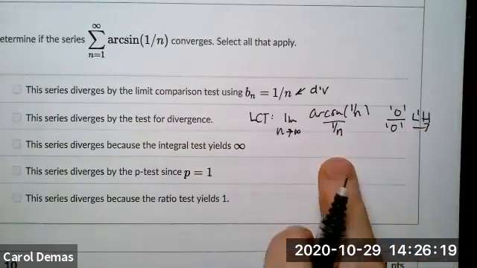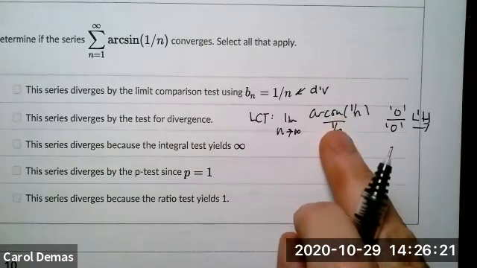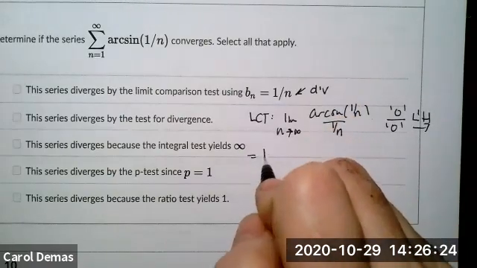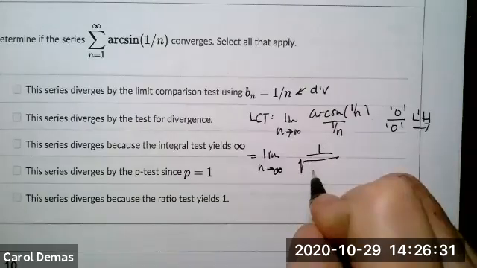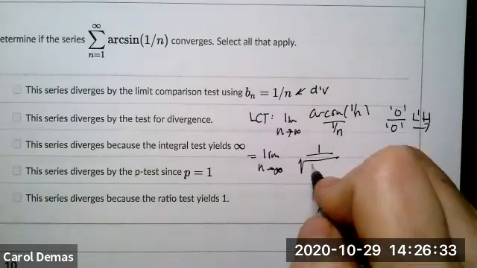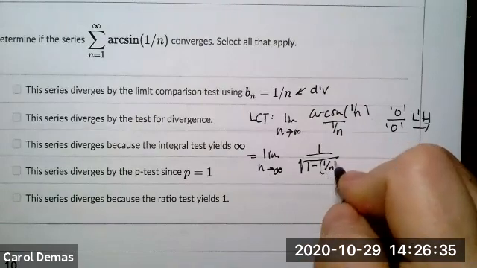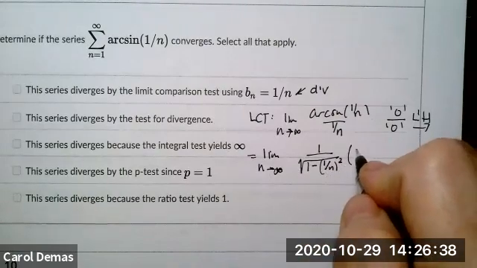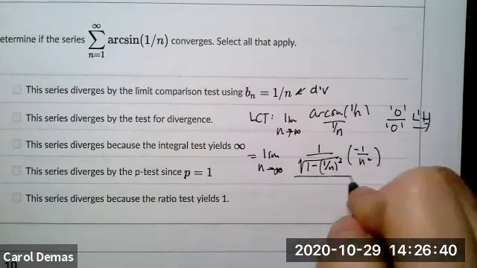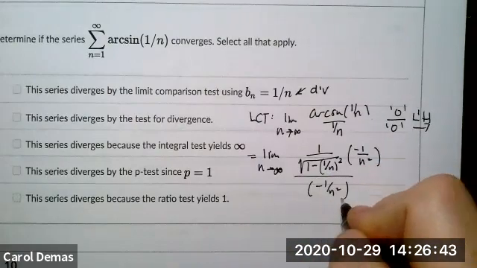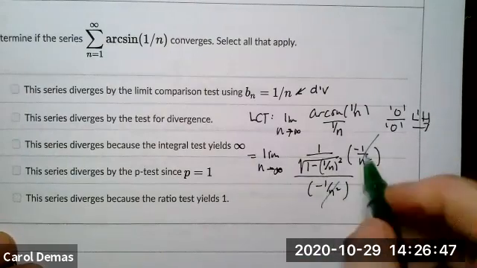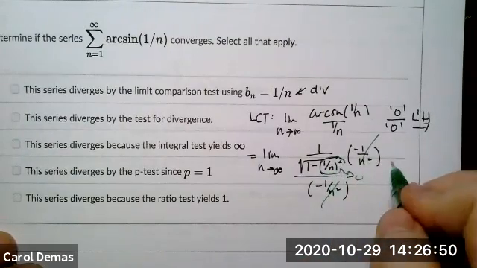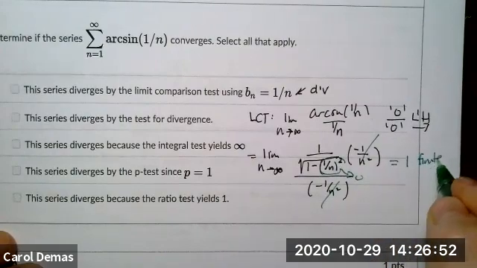Okay. Does anybody remember the derivative of arc sine? It's 1 over the square root of 1 minus 1 over n squared, times the derivative of what's inside, which is negative 1 over n squared. And here we have negative 1 over n squared, and these will cancel. And n is going to infinity, so this guy goes to 0. We get 1, which is finite.